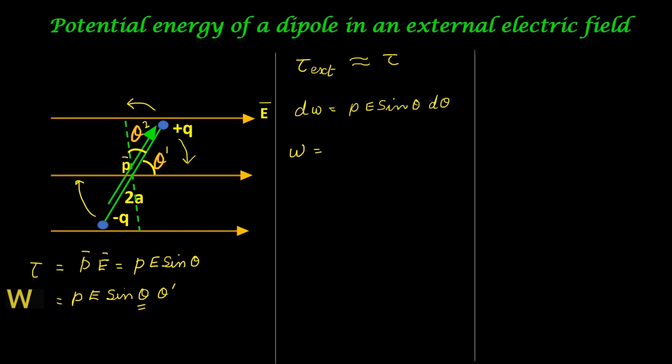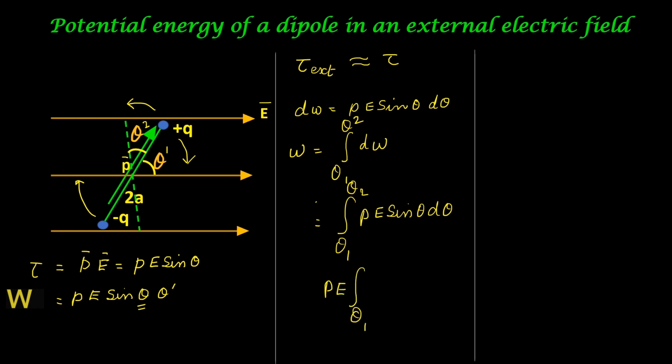Total work done W will be equal to the integration of dW from theta 1 to theta 2, equal to integrating PE sin theta d theta from theta 1 to theta 2. P and E are constants, so we can take them out. So PE integrating from theta 1 to theta 2 sin theta d theta. Integration of sin theta is equal to negative cos theta, and integration of d theta is equal to theta, which is nothing but theta 2 minus theta 1.